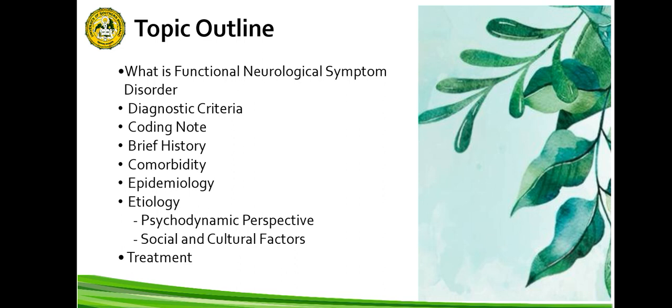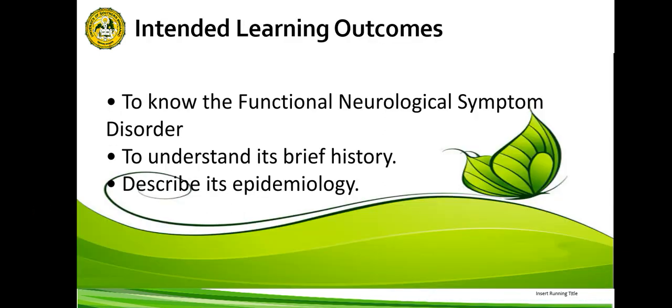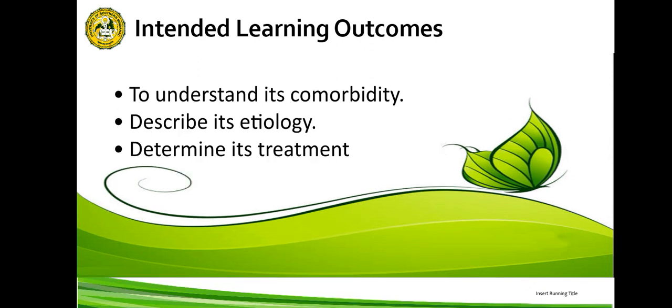Its diagnostic criteria, coding note, brief history, comorbidity, epidemiology, etiology, and under this are the psychodynamic perspective, social and cultural factors, and the treatment. So for the intended learning outcomes: to know functional neurological symptom disorder, to understand its brief history, to describe its epidemiology, to understand its comorbidity, to describe the etiology of functional neurological symptom disorder, and to determine its treatment.